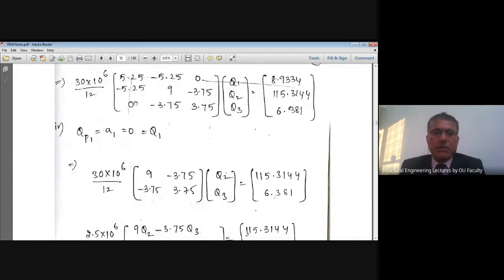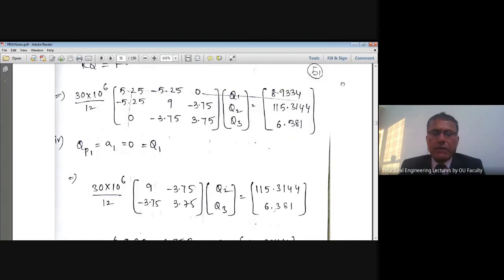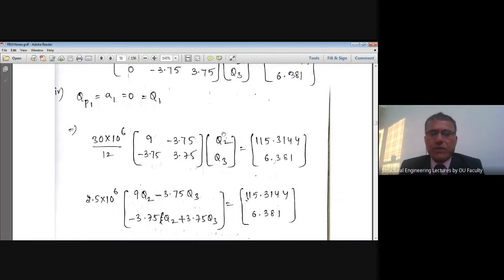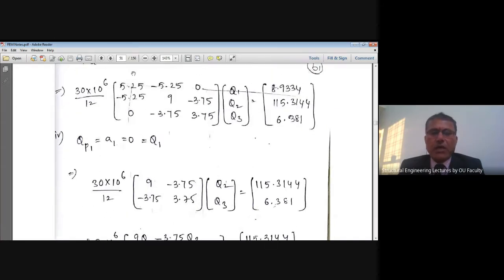Hence, eliminating that first row, the entire equilibrium equation, students, because along the first degree of freedom the displacement is already known. It is specified as 0. Specified means we know that it cannot displace. Therefore, that row is deleted. Even in the column, the first column is deleted because that is already specified.